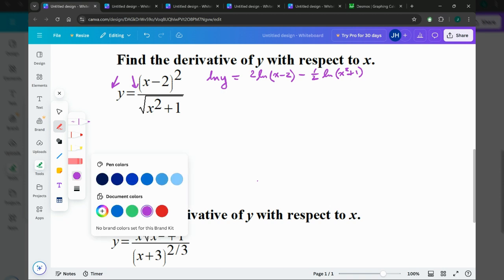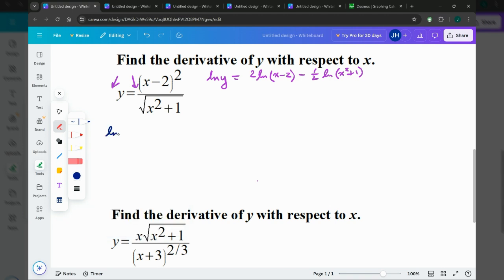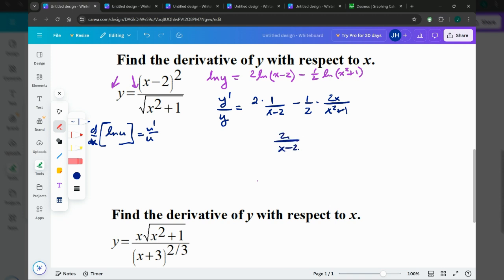Now, I've got to be careful about the left-hand side. What's the derivative of the natural log of y? Well, if you remember, the derivative of the natural log of u with respect to x was u prime over u. So here, wouldn't the derivative of the natural log of y be y prime over y? And then I'd have 2 times 1 over x minus 2 minus 1/2 times 2x over x squared plus 1. I'm just using our rules for logarithms. So on this side, I'd have 2 over x minus 2. In the second fraction, these 2's would cancel. I get x over x squared plus 1.